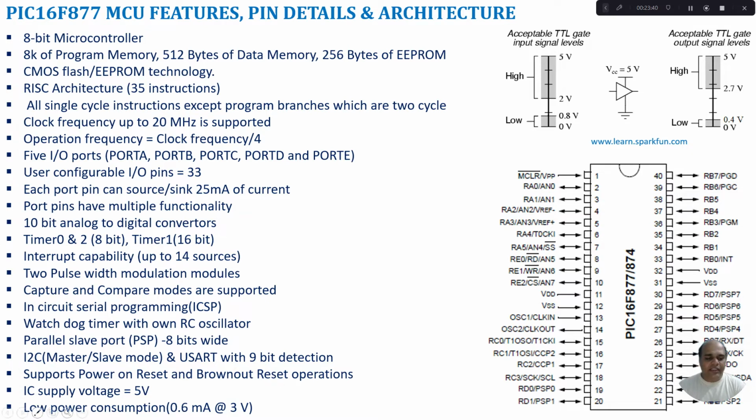And the IC requires a supply voltage of 5 volt and it consumes very low power, 0.6 milliampere at 3 volt. Here I show the pin details of your microcontroller. I have VDD at pin number 11 and 32, which is the supply voltage, and VSS is the ground line, pin number 12 and pin number 31. We will look at these pins in a little bit of detail.